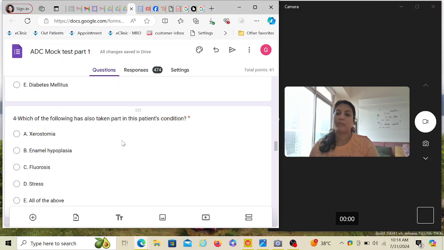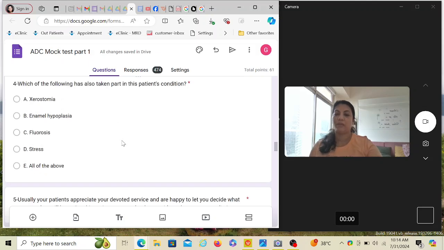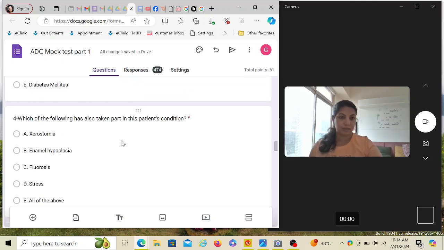Which of the following also has to take part in the patient's condition? Xerostomia, enamel hyperplasia, fluorosis, stress, and all of the above. Stress. We discussed it, right? You could have said xerostomia, but the patient didn't complain of dry mouth. If the question had mentioned the patient has dry mouth, then we could probably have gone with xerostomia. But no, it's the stress.